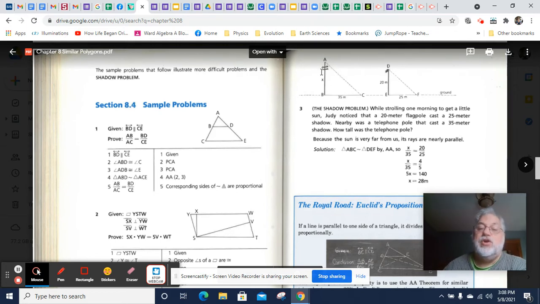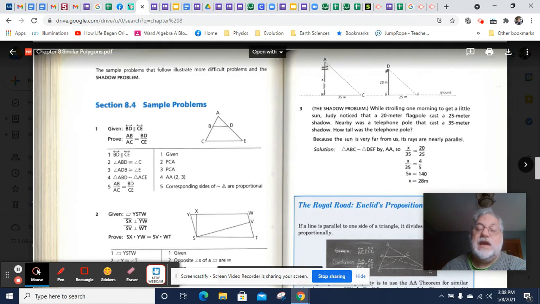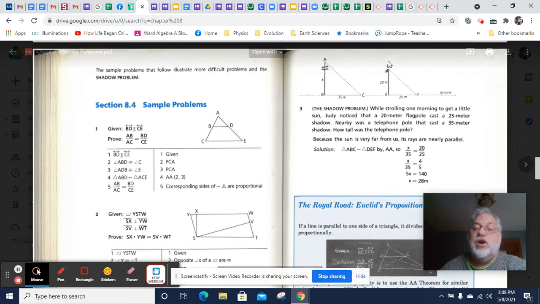Now we're going to assume that the telephone pole and the flagpole are at right angles to the ground. That's an assumption. They are not always. I've definitely seen some bent over flagpoles and telephone poles. But for the purposes of this problem, we will assume that they are at right angles. So we want to know how tall the telephone pole is. So we just say that's X. We know the shadow is 35 meters long. We know the flagpole height is 20 meters, and the shadow here is 25 meters long.